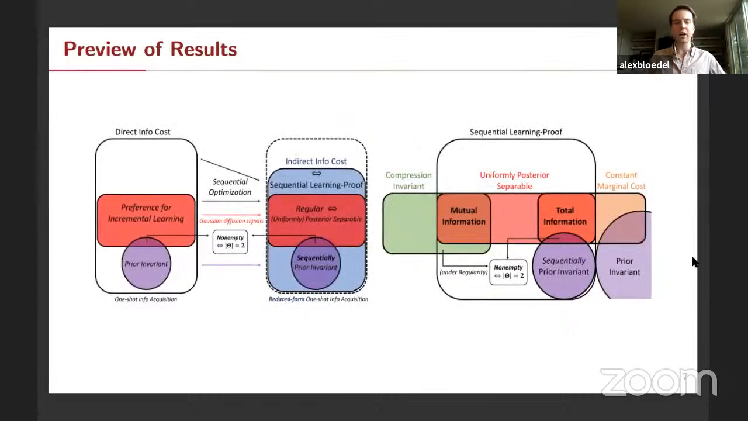Okay, so this is a diagrammatic representation of what we do in the paper, with the left-hand panel here representing the first two parts and the right-hand panel representing the third part. So this is a good place to pause for high-level questions if there are any.